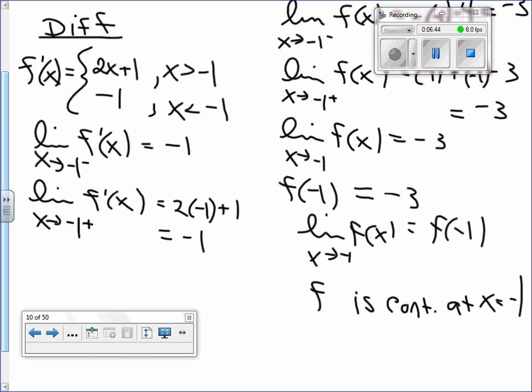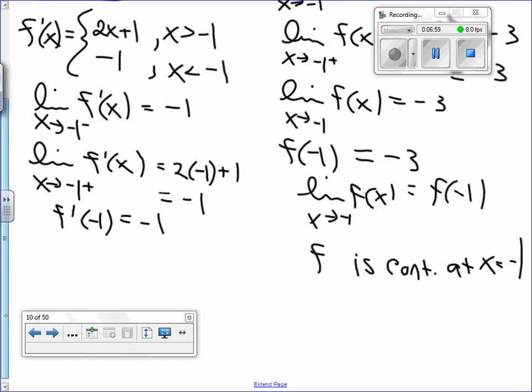Nice. So as you come in from the left, the slope's negative 1. From the right, the slope's negative 1. Is it differentiable there? Yes. So f prime of negative 1 is actually equal to negative 1. In other words, it is differentiable. F is differentiable at x equals negative 1.